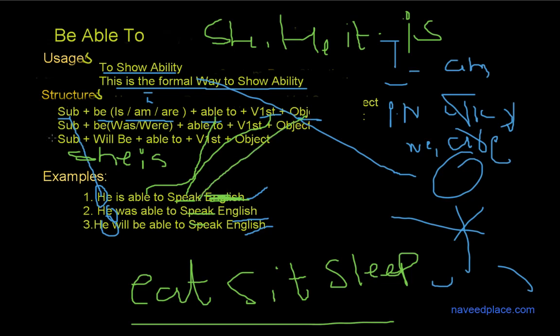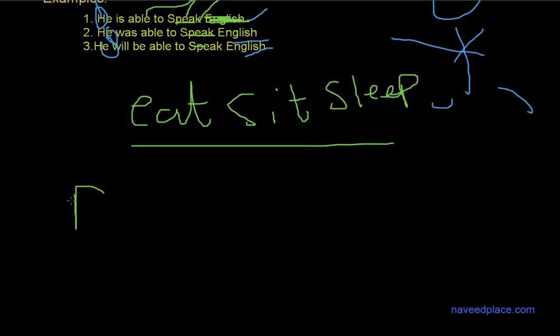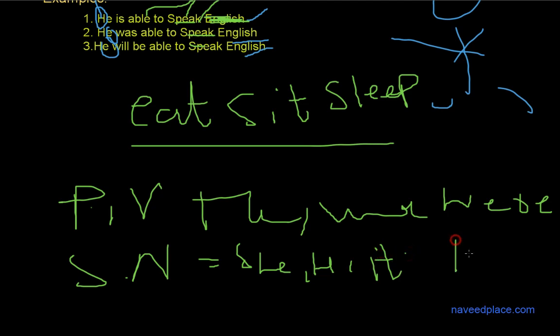Then we have the second structure. The first is for present, and this second one is for past. If our subject is plural, for example they, we, we will use were. And if the subject is singular, for example she, he, it, or any singular name, we will use was.